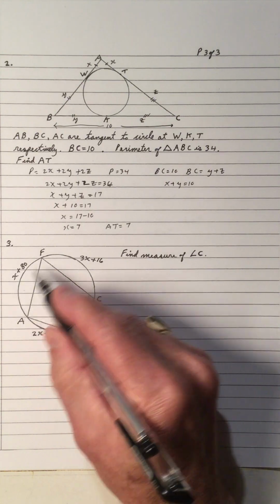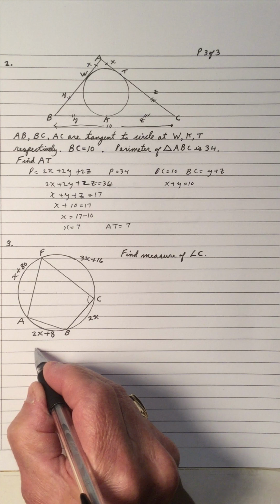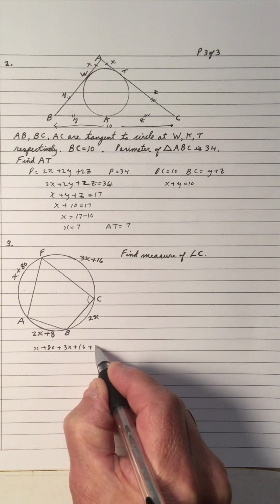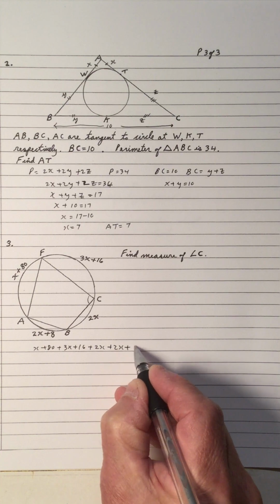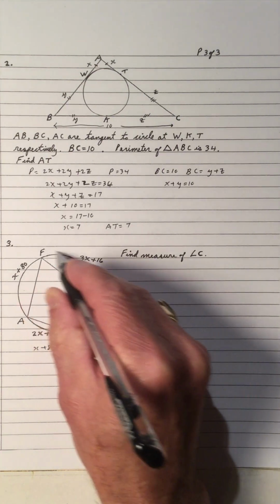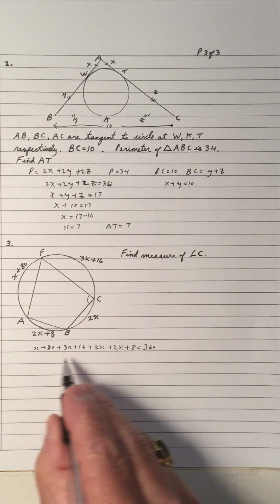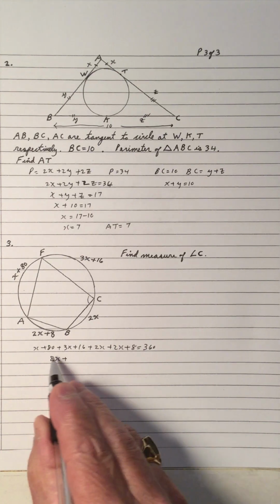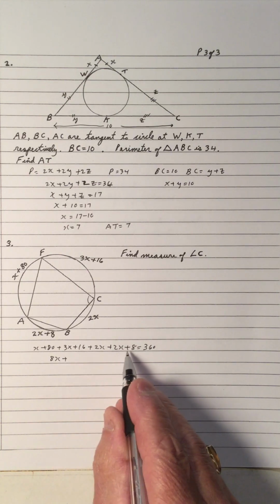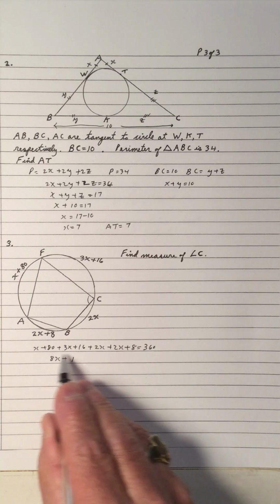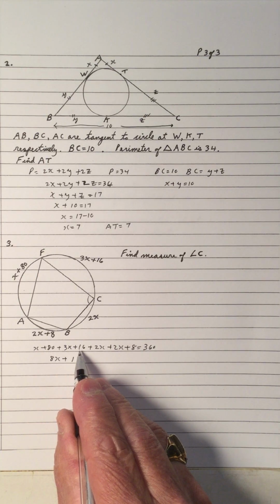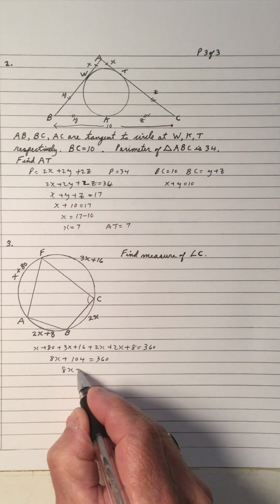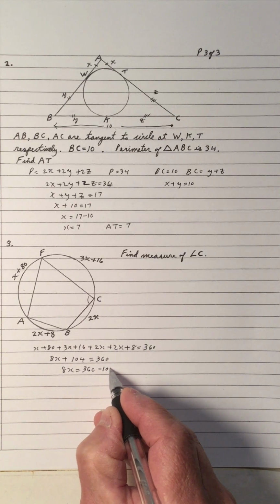So we know this arc and this one. All these are x's. So therefore what we have is x plus 80, add on 3x plus 16, add on 2x, add on 2x plus 8, and those arcs going around a circle add up to 360. So if you add all of them up, x and 3x and 2x and 2x, that's 8x plus 80, 96 and 8 is 104, equals 360. So 8x is equal to 360 minus 104.